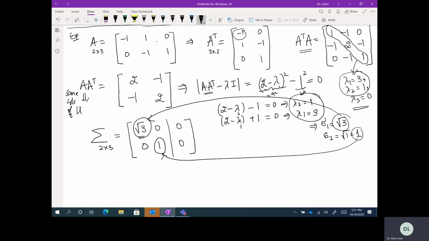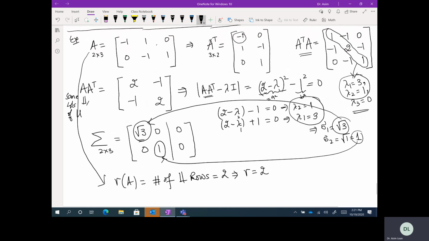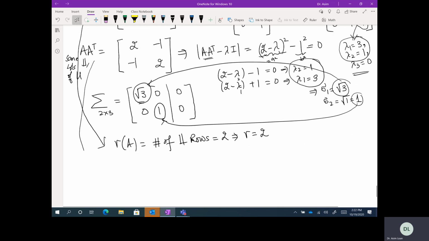And what is the rank of this matrix? The rank of this matrix is, so let's check. So rank of A is simply, so these are the two non-zero rows. So the number of independent rows is equal to 2. So this implies rank is 2. Okay. So if the rank is 2, obviously we have these 2 values here, which are non-zeros. Okay, good. So let's find the eigenvectors of AA transpose.